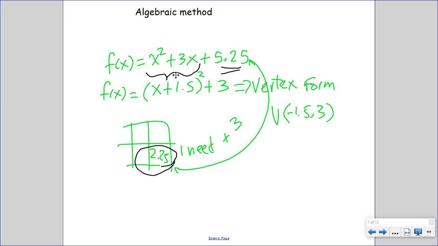So if this was a perfect square, I would have 2.25 here. So then to get to 5.25, well, I need 3 more. I can see that. So that would become my vertex form. f of x equals x plus 1.5 squared plus 3. You could also have done the same with one extra step by subtracting 2.25 from the first step and then add the 5.25. We would arrive at the plus 3 either way. Vertex at negative 1.5, comma 3.